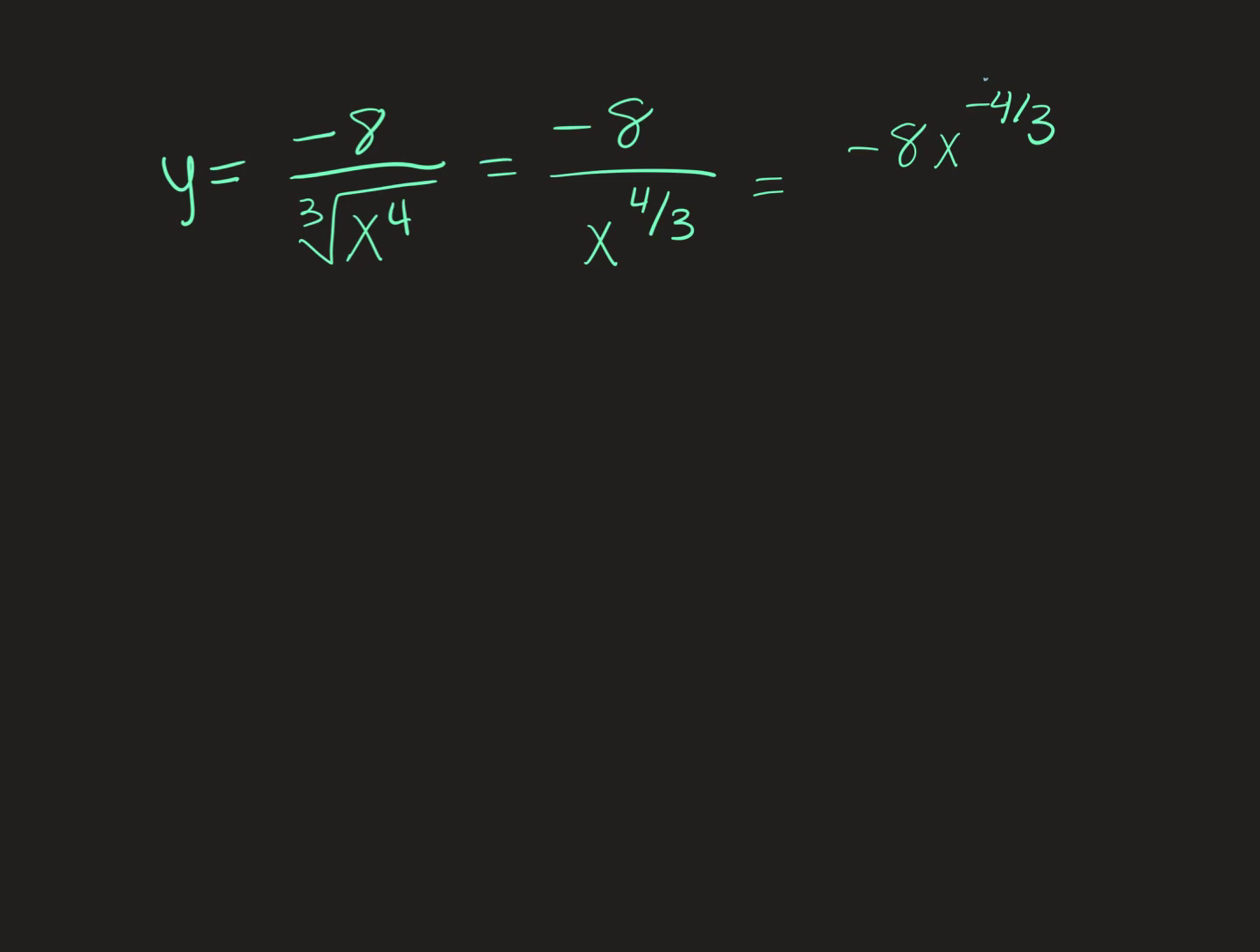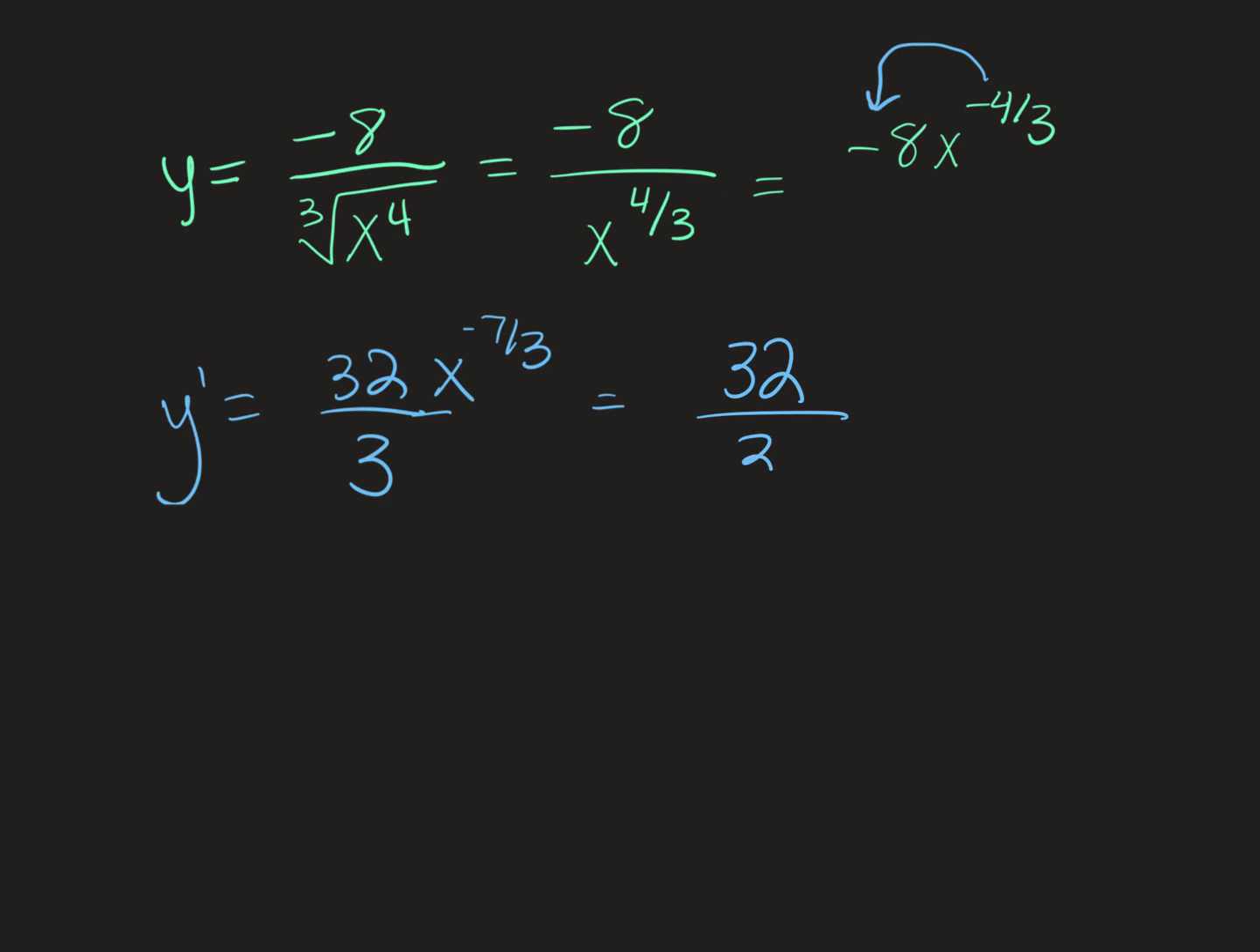So now we do -4/3 times -8, right, which is positive 32/3. And then you have x to the, let's see, -7/3. So then to make that a positive exponent, move it down.